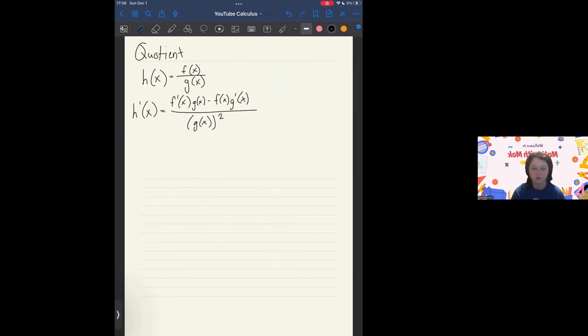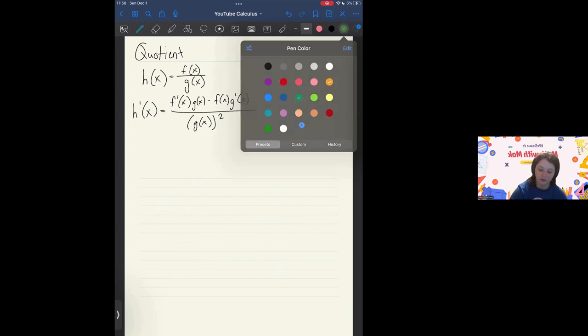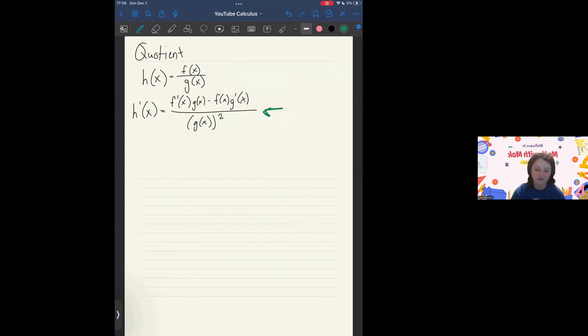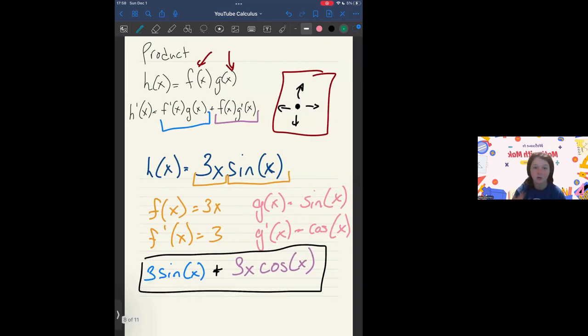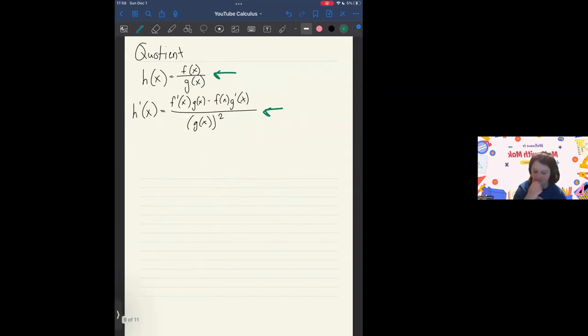So then our quotient rule. This is always going to be division. So this looks big and scary, but it doesn't have to. So again, we just have 2 functions, f of x and g of x. It's the same as on this one, where they can be anything. So let's take this f of x and this g of x, and let's apply them here. So let's say instead I gave you h of x equals 3x over sine of x.